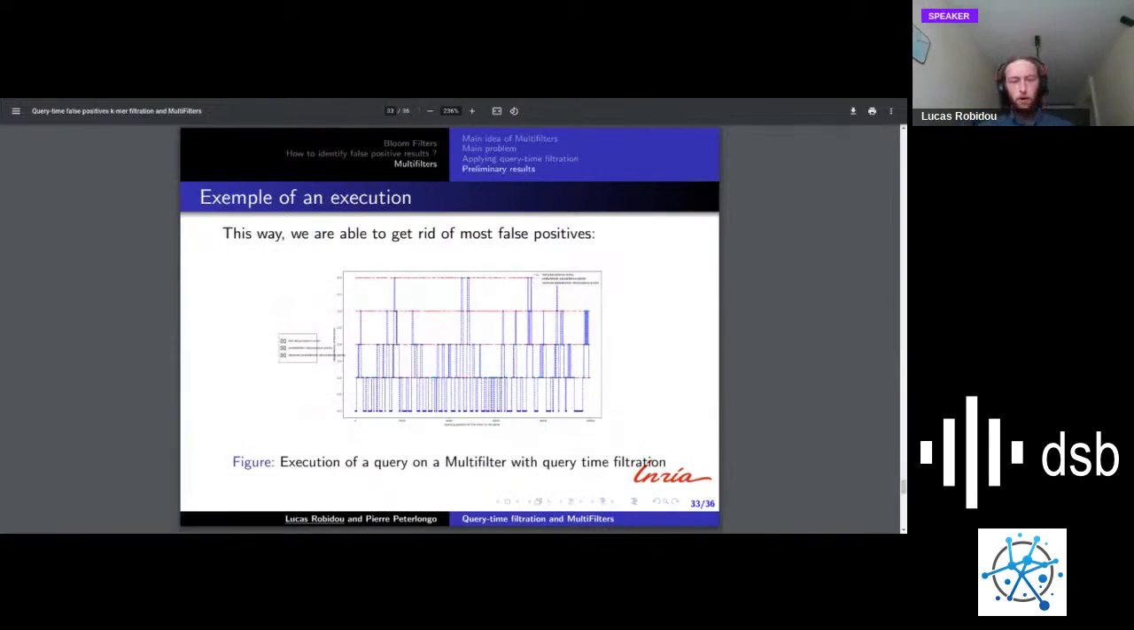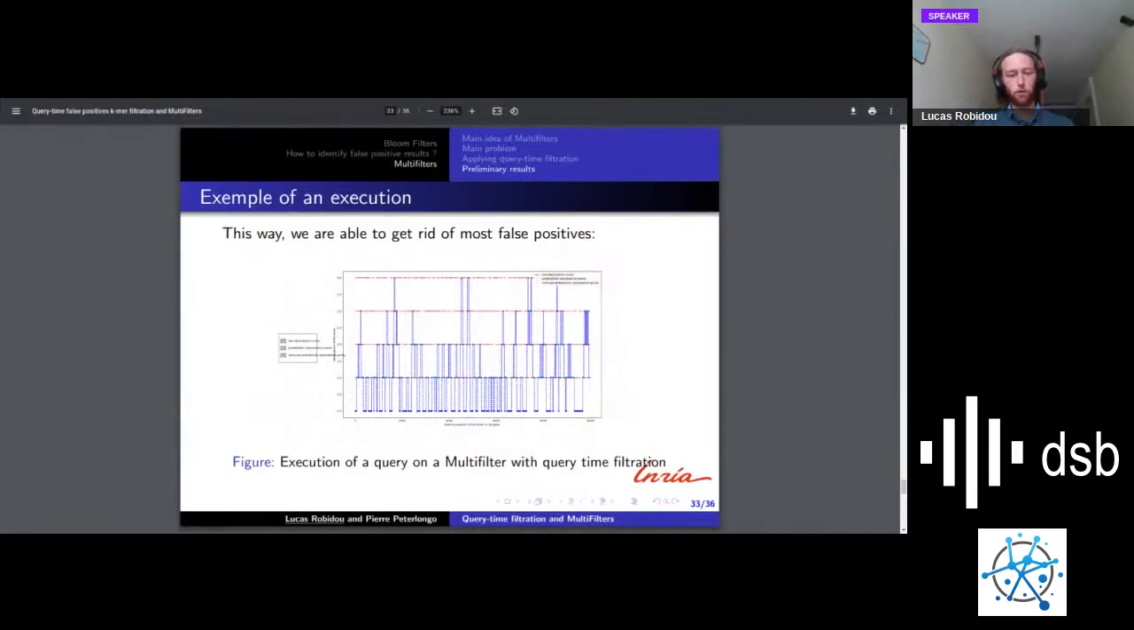So in that figure, I plotted in the abscissa the position of the kmer in the query. So at the top left, you have the start of the sequence, and at the right, you have the end of the subsequence that I plotted.